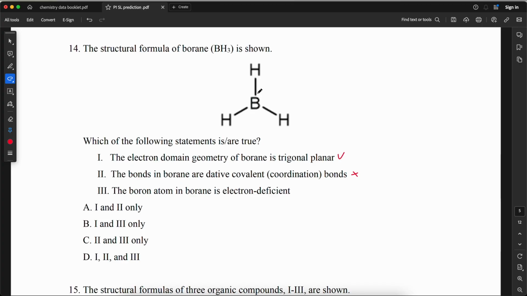or maybe from halogen ion like Cl minus. So a pair of electrons from Cl minus will form a bond with BH3, forming a dative covalent bond. So the answer is 1 and 3 only.